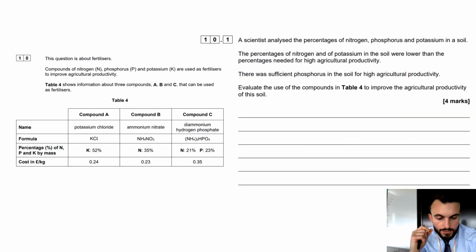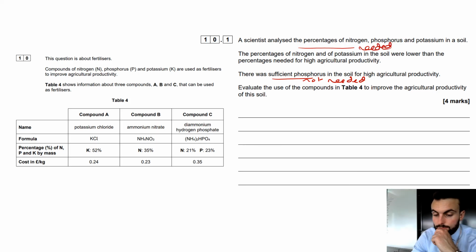This question is about fertilizers. Compounds of nitrogen, phosphorus and potassium are used as fertilizers to improve agricultural productivity. The table shows information about 3 compounds A, B and C that can be used as fertilizers. Scientists analysed the percentage of each of the elements in soil. Percentages of nitrogen and potassium in the soil were lower than percentages needed for high agricultural productivity. There was sufficient phosphorus in the soil, which means it's not needed as much, whereas we need nitrogen and we need potassium.